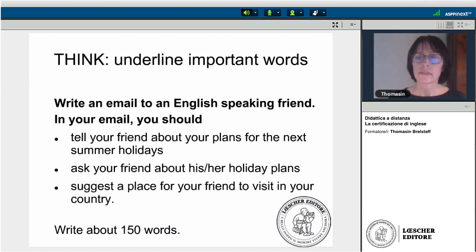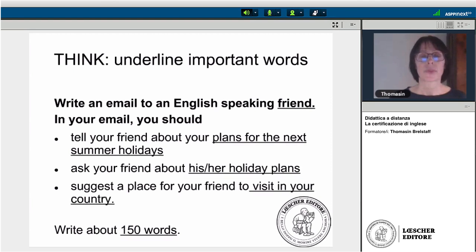Okay. Yeah, so we've got most of the ideas in there now. So let's have a look at what I underlined. I underlined these words. Now, this is not the only way to do it. Different people will have different ways of working. But to give you an idea, I thought friend was important because it tells me that it's an informal email and I need to use an informal style.